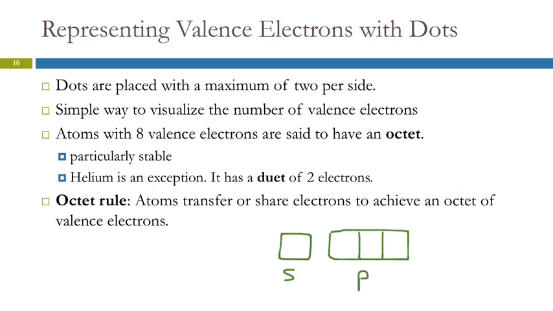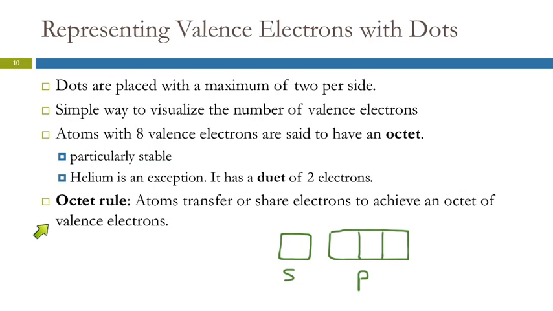We say that atoms with 8 valence electrons have an octet. Octet, 8, right? They're particularly stable. We notice that with the noble gases. They all have 8 valence electrons. Helium's the little guy, so he's an exception. We say he has a duet of 2 electrons. And he's very happy with that. He's too little to handle it. He couldn't handle 8 electrons. That'd be too much for him.